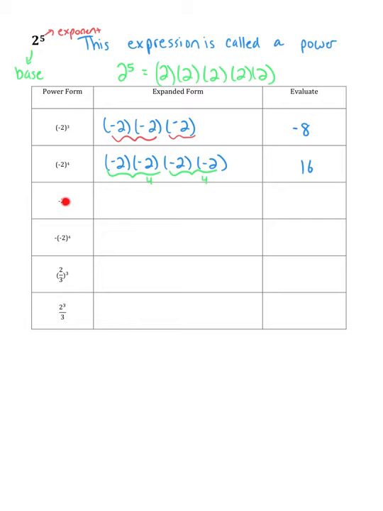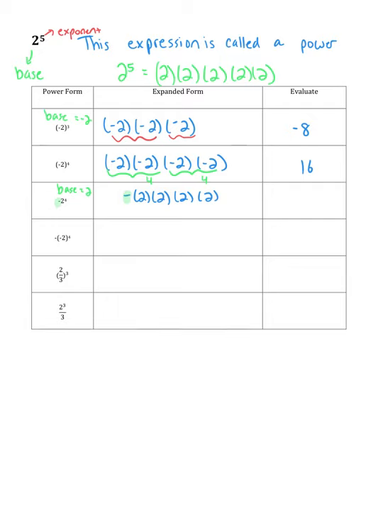The next example, I have -2 to the exponent 4. But the negative is not inside brackets with the 2, so that means the base is just 2. So here the base is 2, whereas above the base is -2. So that means I'm going to multiply 2 by itself 4 times, and then I'm simply going to put the negative in front. That negative is from here, in front of 2 to the 4.